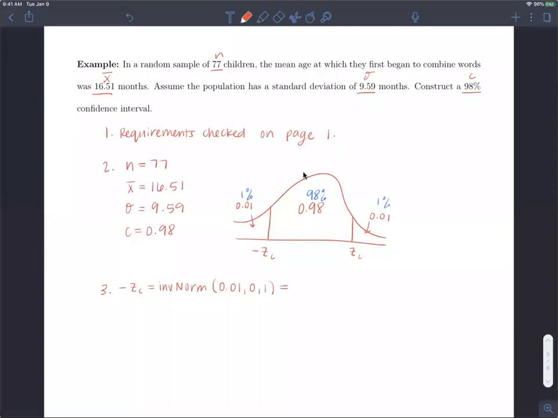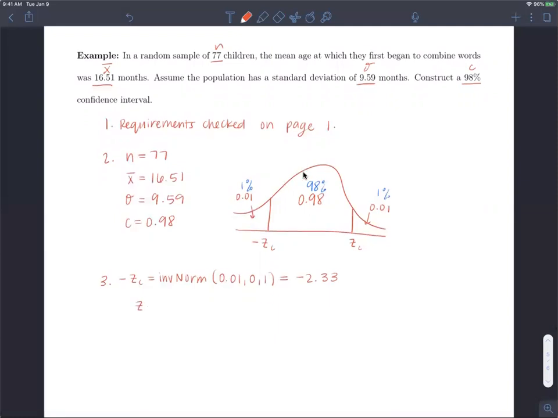So for negative z sub c, inverse norm, 0.01, and I'm getting negative 2.33. If that's wrong, somebody tell me, or if you got something different. I got the same thing. Okay, cool. And then again, to find positive z sub c, I'm just going to take the negative of the negative one, and so I'm going to get 2.33, the positive of that.